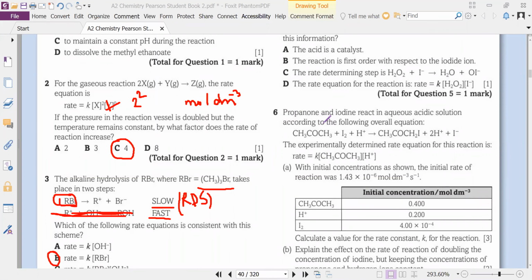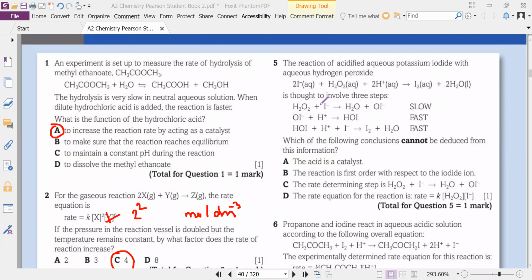Okay, next point. After 4, question number 5. See, the reaction of acidified aqueous potassium iodide with aqueous hydrogen peroxide is thought to involve 3 steps. So first step to third step, we cancel everything. Do you understand? So these two should be in the rate determining step, and we already know everything.